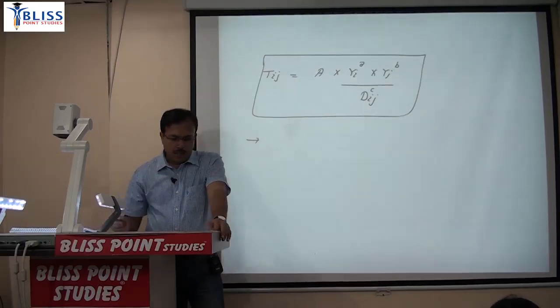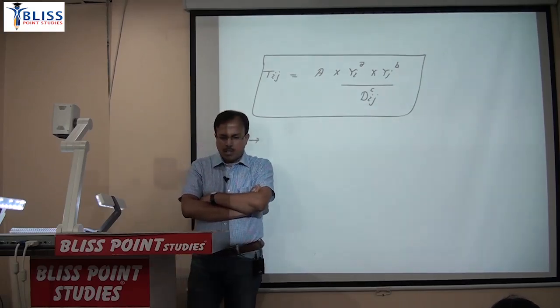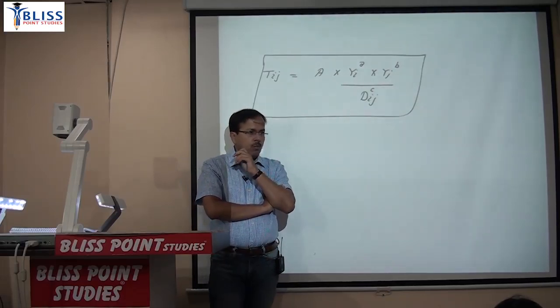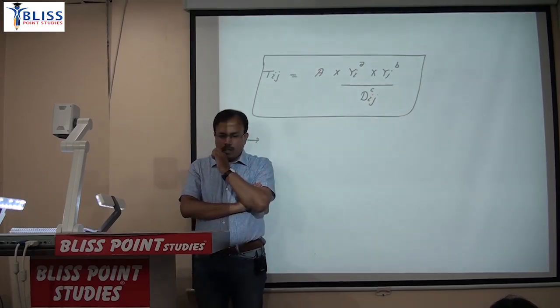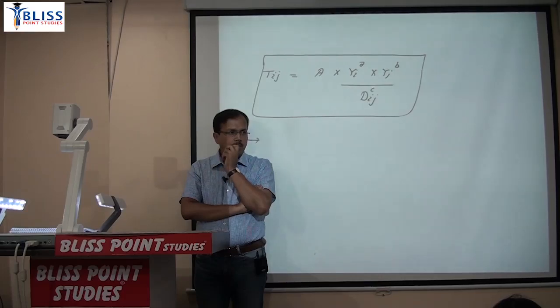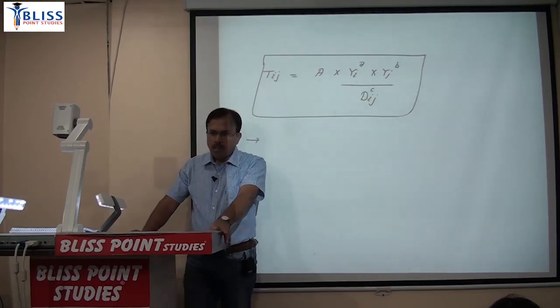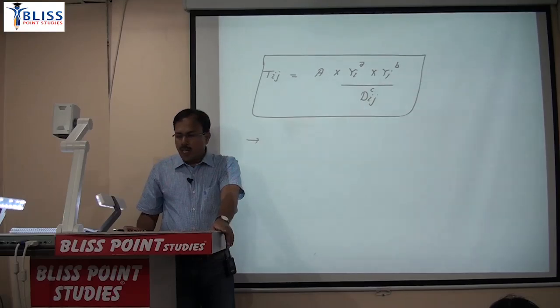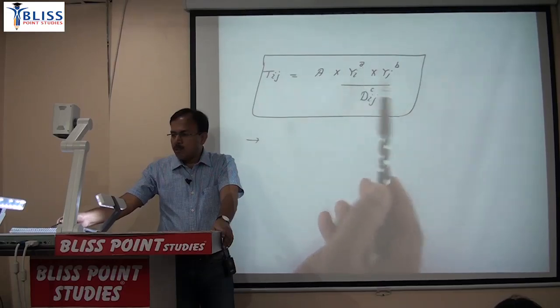This equation says that the value of trade between two countries is determined by the size of their GDP, the distance between the countries, as well as the values of A, B and C, small a, small b, small c.